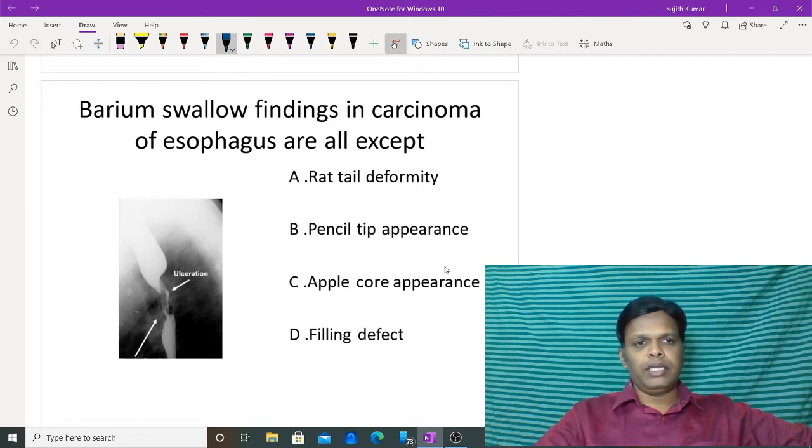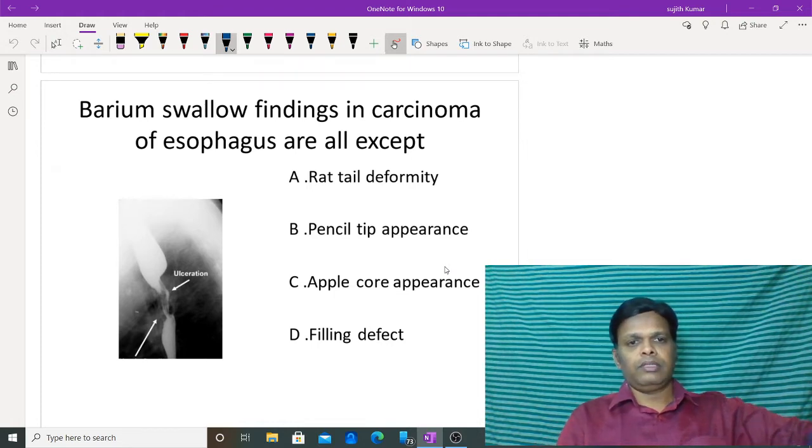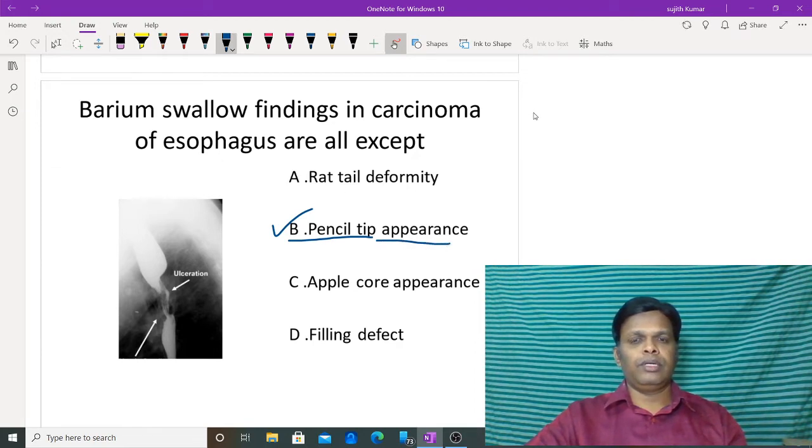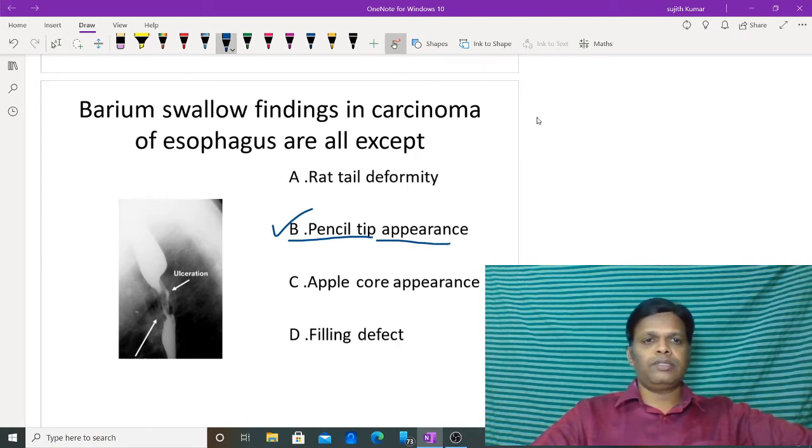Barium swallow findings in carcinoma of the esophagus are all except: A. Rat tail deformity, B. Pencil tip appearance, C. Apple core appearance, and D. Filling defect. Okay, so the answer for this question is B, that is pencil tip appearance. Let us first discuss carcinoma of the esophagus.